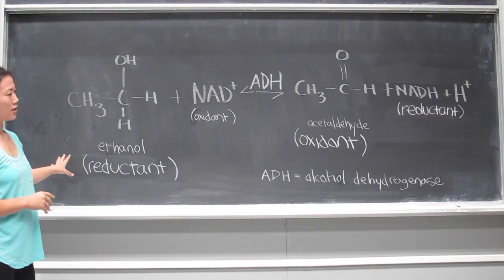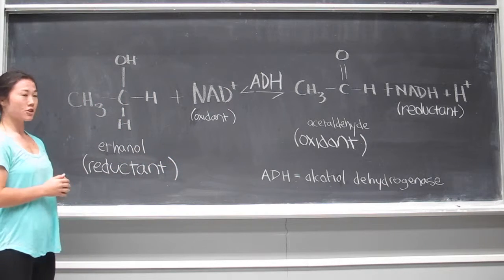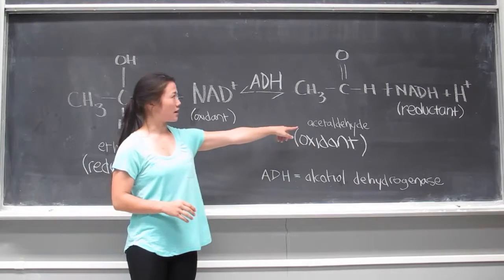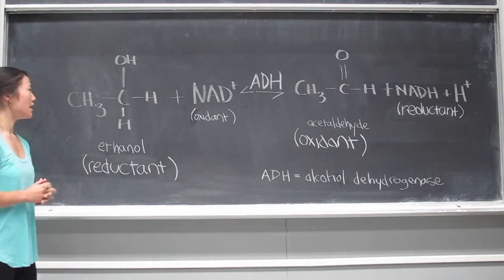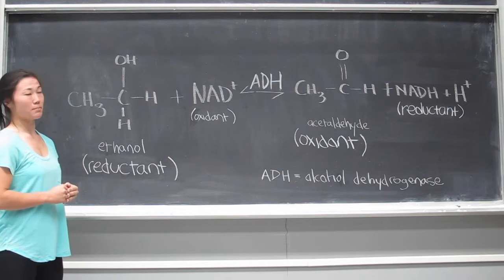So in this reaction, alcohol dehydrogenase acts as the enzyme that catalyzes the oxidation of ethanol to acetaldehyde. And in this reaction, NAD+ acts as the coenzyme that accepts the electrons transferred by ethanol.